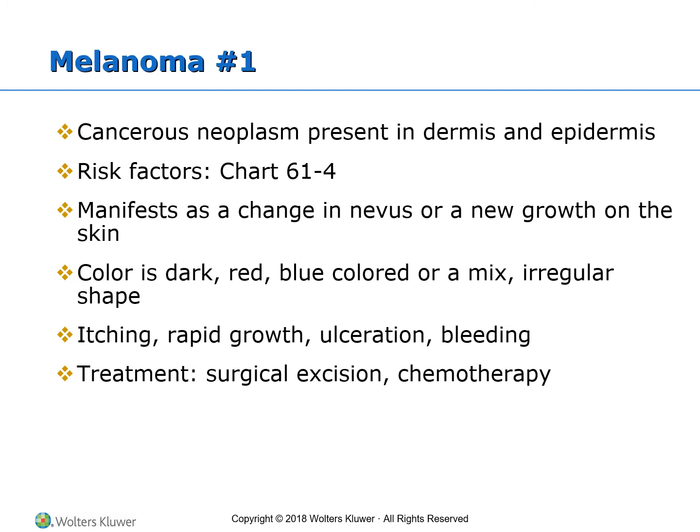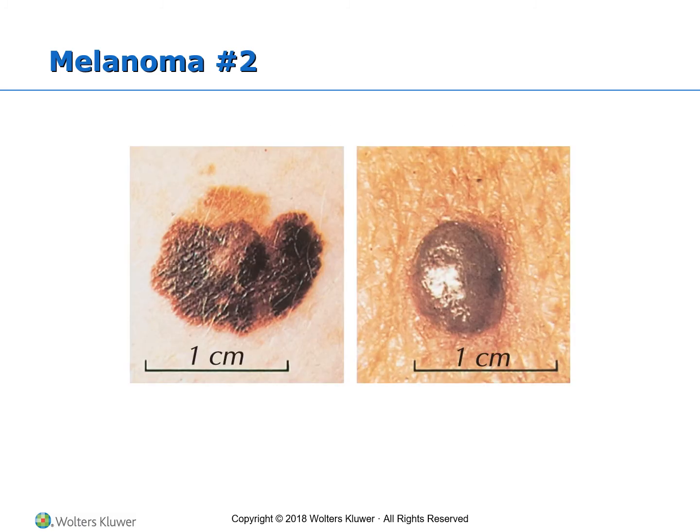Melanoma is another type of skin cancer, and it is present on the epidermis as well as the dermis. It can be dark, blue, red, a mixture. It is irregular in shape. Patients can complain of the lesion itching. It generally grows pretty quickly and it does bleed and turn into some sort of an ulcer. And treatment would be an excision and then they can get chemotherapy as well.